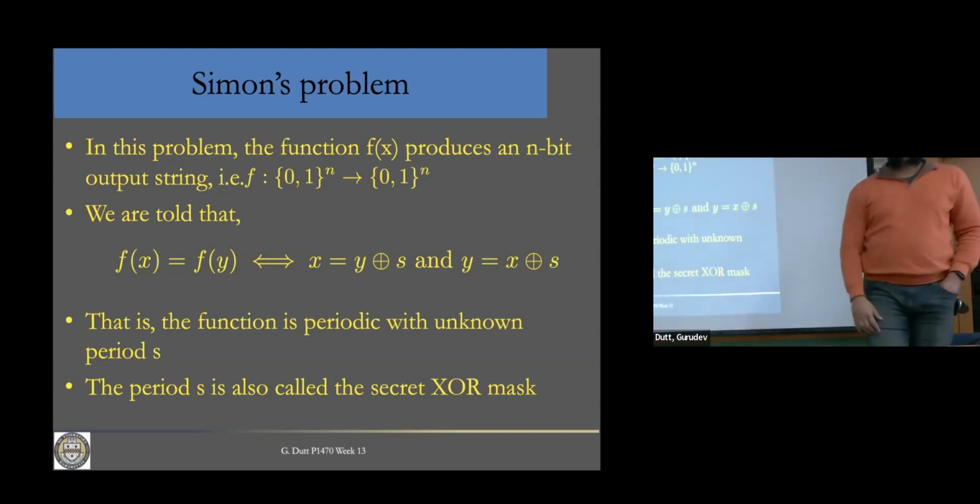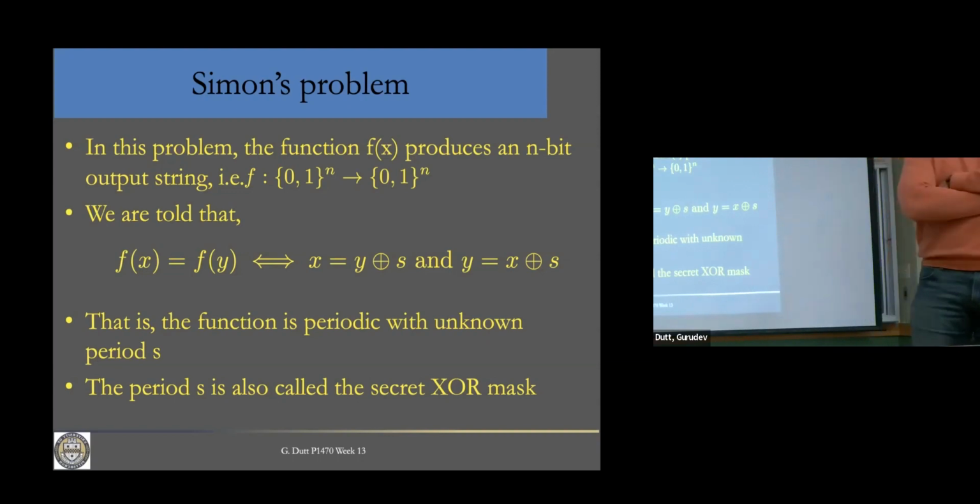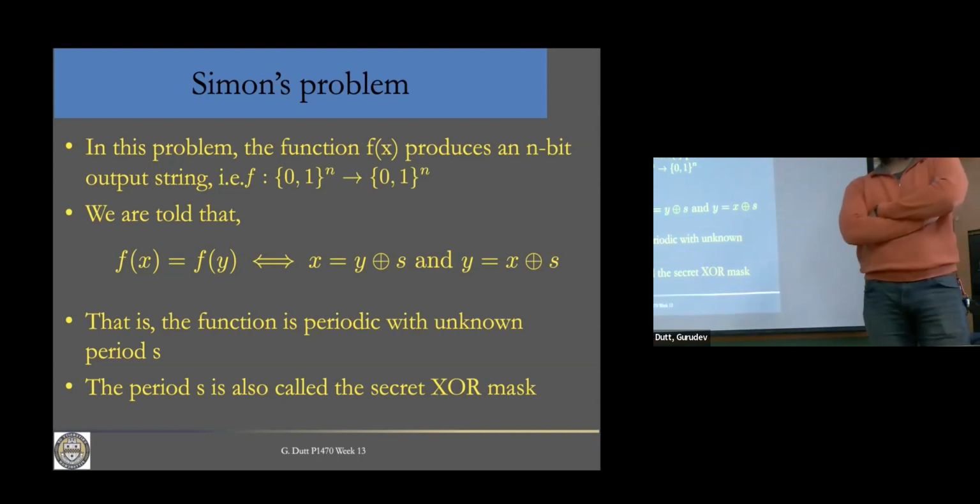Yes. So I'm still a little confused. Where are we getting this function f from, given that it takes in a bit string x? I'll show you an example in a second, but it guarantees that f of x is equal to f of y only if x equals y XOR s.